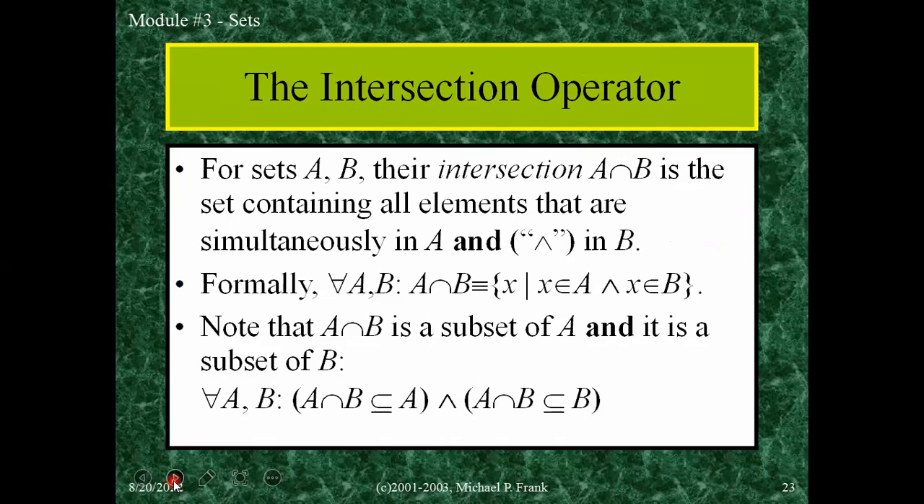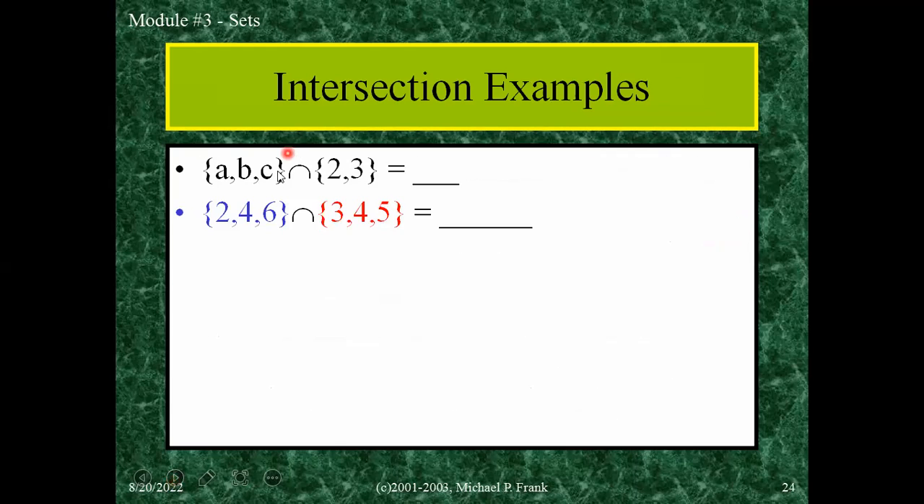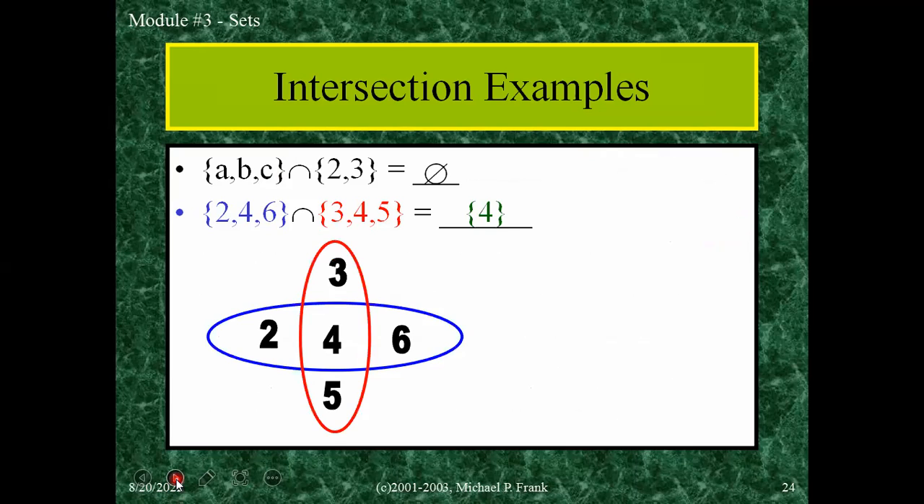Now the intersection operation, we must know about this. Suppose A, B, C intersection 2, 3, then what will this equal? Actually, there is no common element. This is why the number of elements is 0, which is why it is the empty set. Similarly, for the second operation, {2, 4, 6} and {2, 3, 4, 5}.